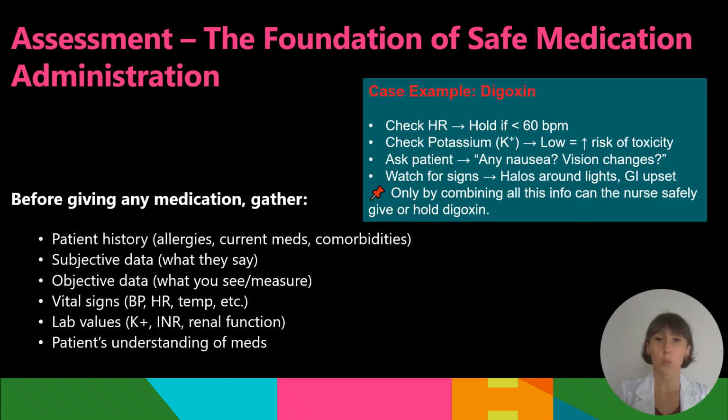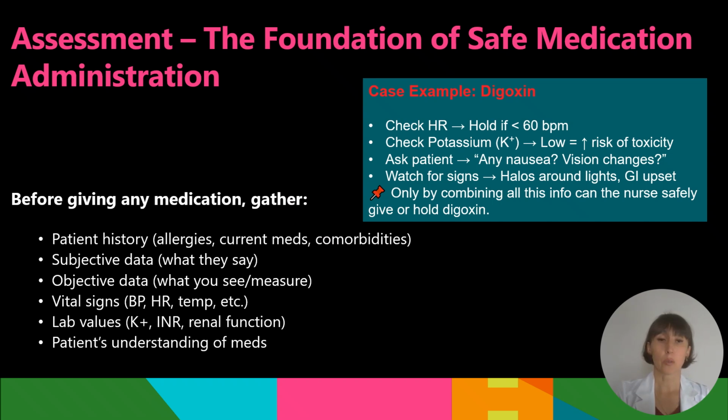Let's look at a real-world example. Imagine you have a patient prescribed digoxin for heart failure. Before giving it, you don't just scan and pass it along. You assess. First of all, you assess vital signs, and specifically for this medication, you need to assess their heart rate. Is their heart rate above 60 beats per minute? If it's lower, you may need to hold the medication and notify the provider.